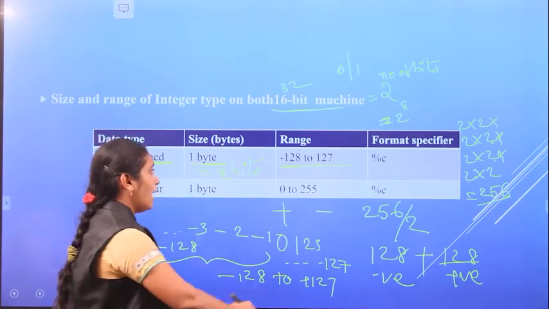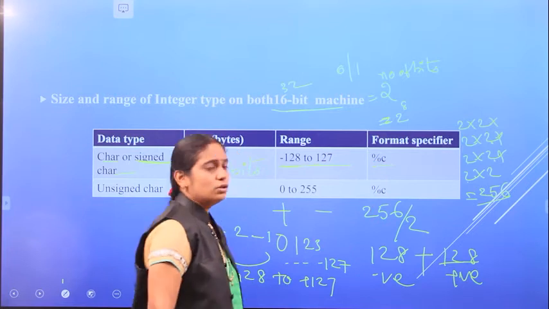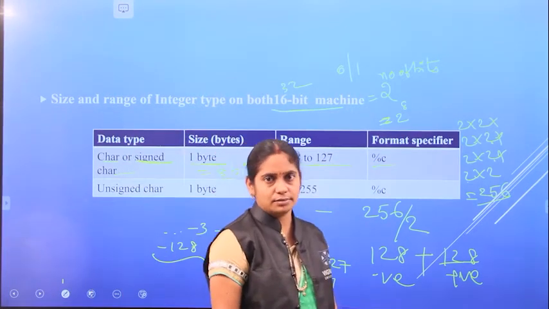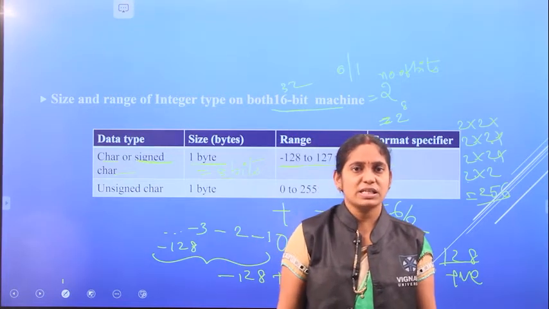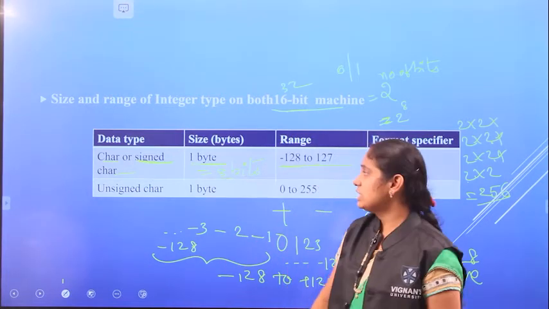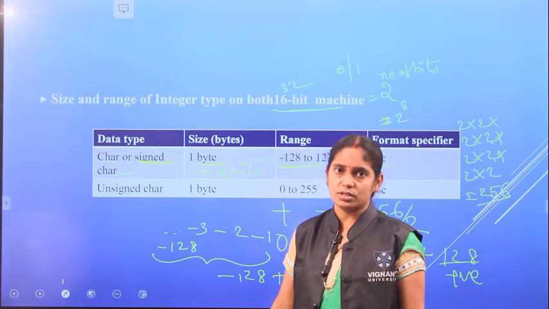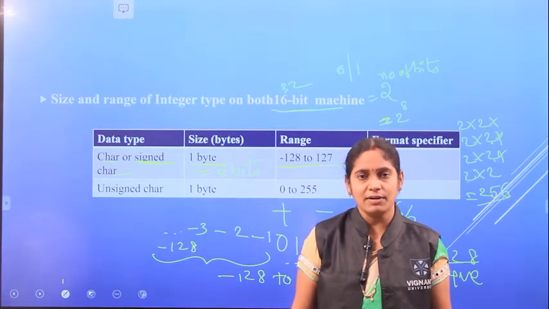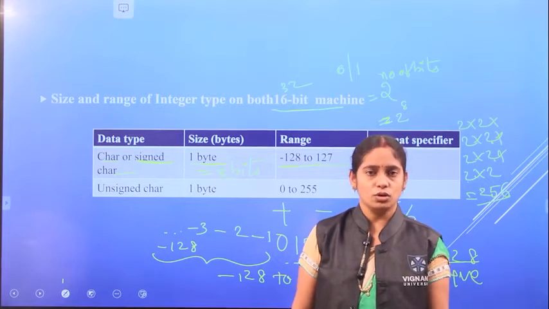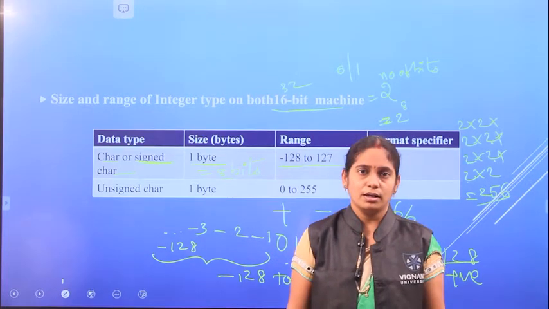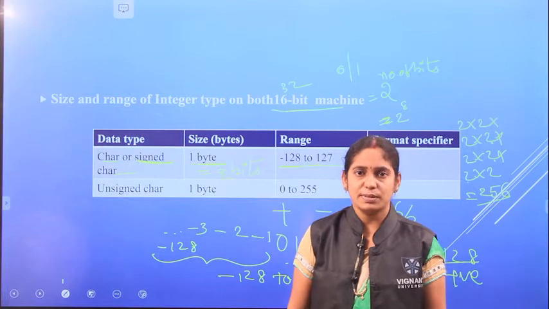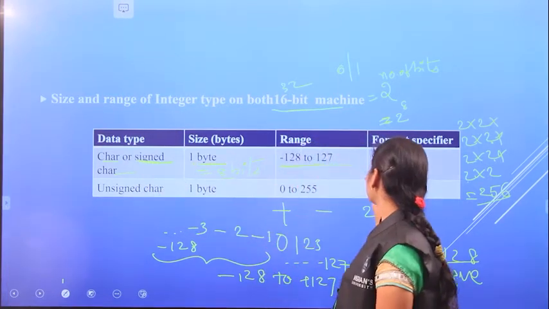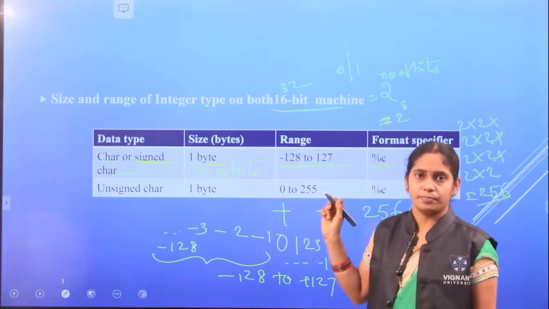Coming to the format specifier, here we use %c. What is a format specifier? The format specifier is the respective term we have to use, depending on which type of value we are going to use in the program, to access the data from memory as well as to store the data into the memory. That we call a format specifier. So for character, the format specifier is %c.